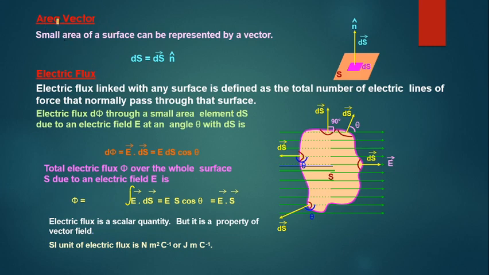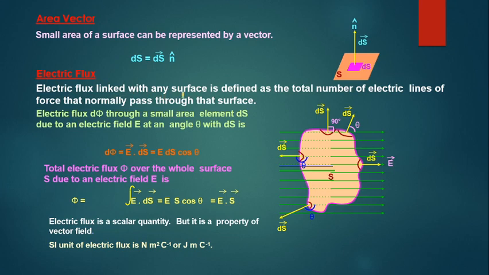So first, this is a unit area vector. The small area of the surface can be represented by the vector ds equal to ds times n cap. S is a surface and the small area element ds is represented perpendicular to that surface, with the vector ds in the direction of a unit vector n cap. Then what is the electric flux?